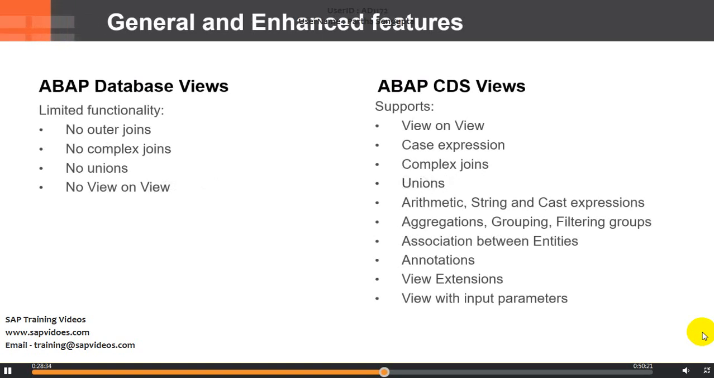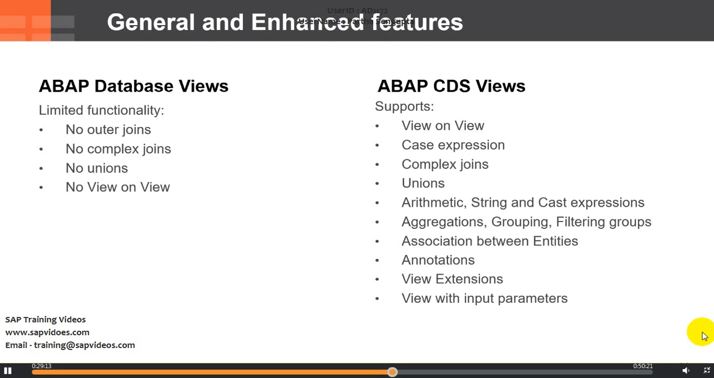There are general and enhanced features in CDS views. The general features: what is the difference between the ABAP database views which you have in SE11 and ABAP CDS views? In SE11, the database view will not support outer joins or complex joins like right outer join and left outer join. Only inner joins are supported, no unions as well, no view-on-view concept, no nested views. That means one view cannot be used in another view. These things have limited functionality in SE11 ABAP database views.